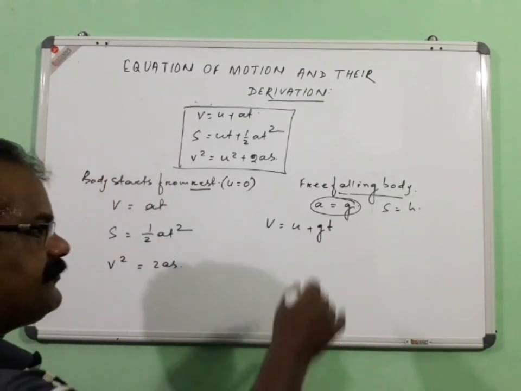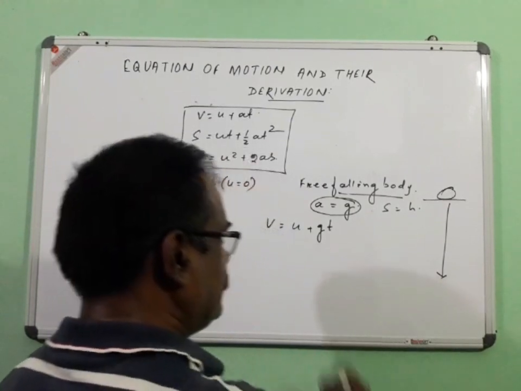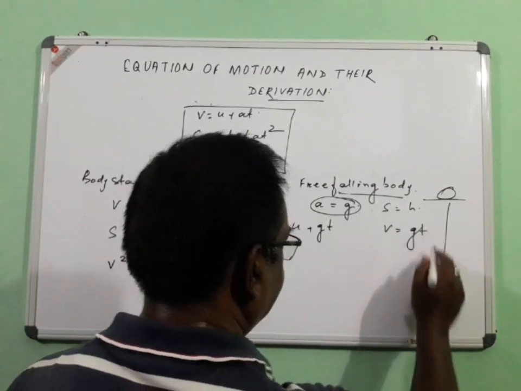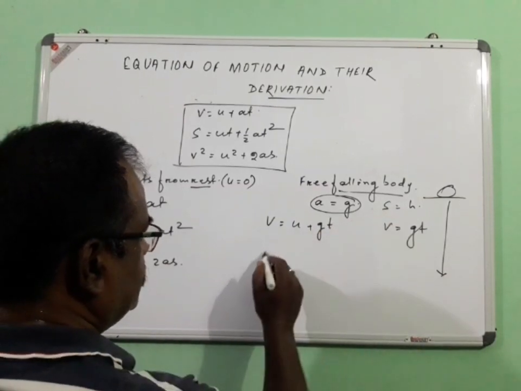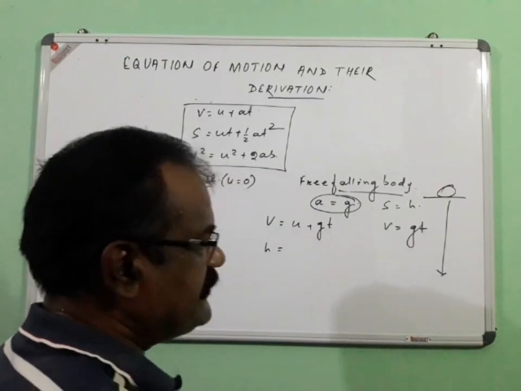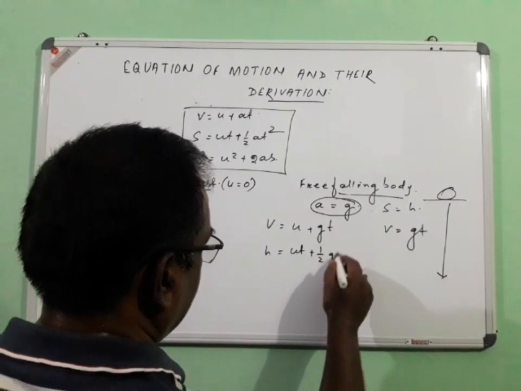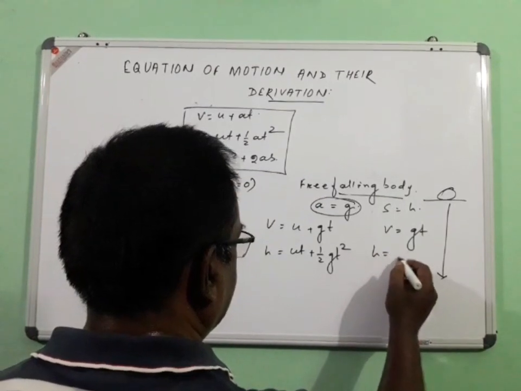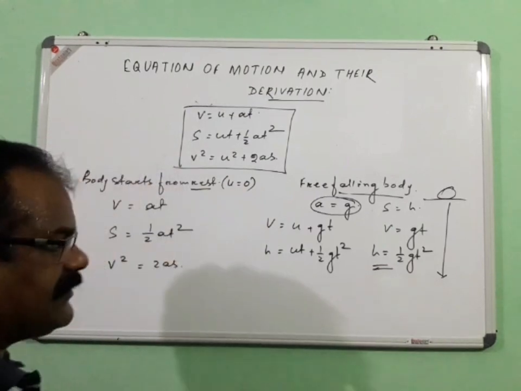And if the body starts from rest, if suppose the body is at rest and it is falling, in that case the U value is equal to 0, and in such cases you will get V is equal to only gt. Similarly, in the second equation, S is equal to h, the height or how much distance it comes down, which can be calculated as ut plus half gt square. Provided it has come from the rest condition, then h is equal to half gt square, or in other words the maximum height traveled is equal to half gt square.